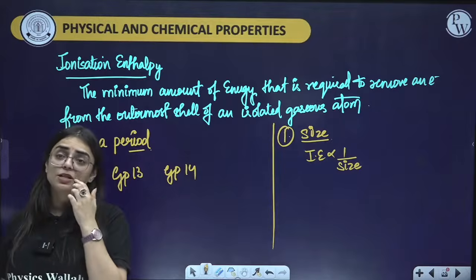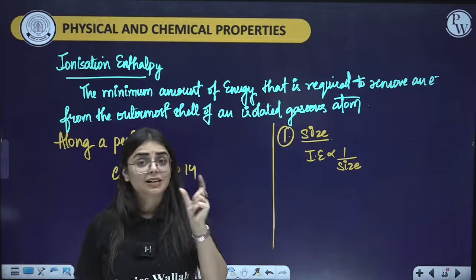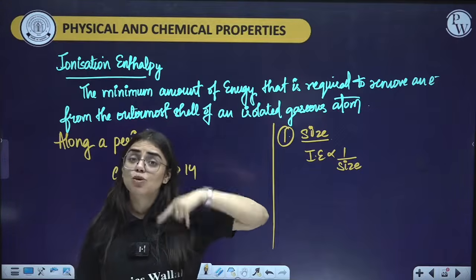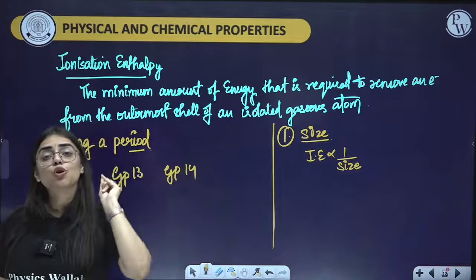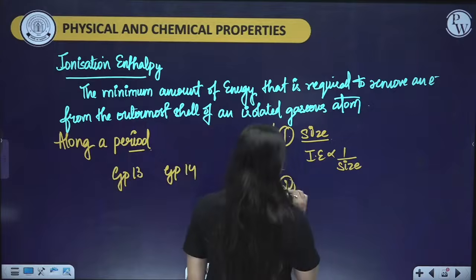So, basically that means more the size, less the ionization energy, or less amount of energy you will be giving, but lesser the size, more the ionization enthalpy, more the energy will be given. Why? Because there is a stronger force of attraction. Now, let's talk about the second factor, that is electronic configuration.